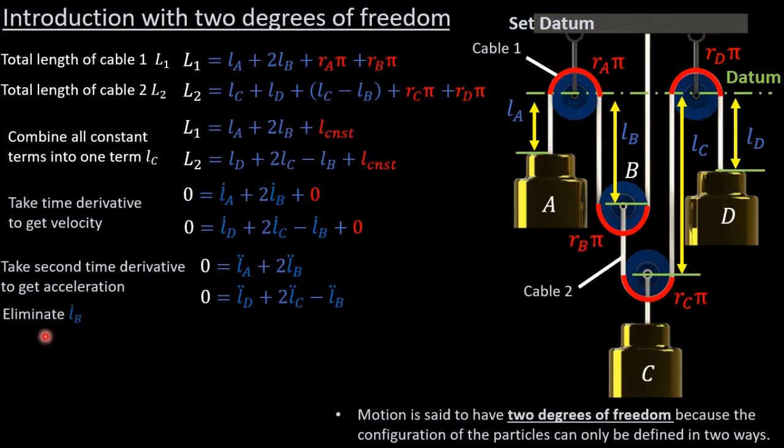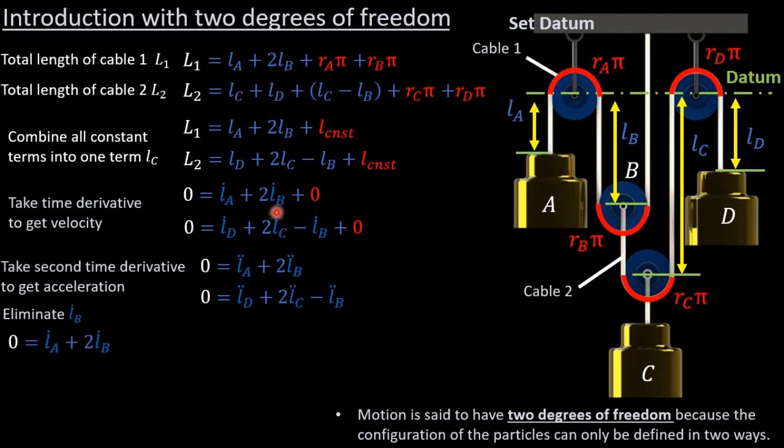What I want to do is eliminate L sub B dot, okay, because if I look at these 2 equations here for velocity, L sub B dot appears in both equations, and L sub B is the length from the datum to pulley B, okay, and it's pulley B that connects the 2 cables together. So if I eliminate L sub B dot from here and here, I get one expression relating the velocity of all the parts of the cable.